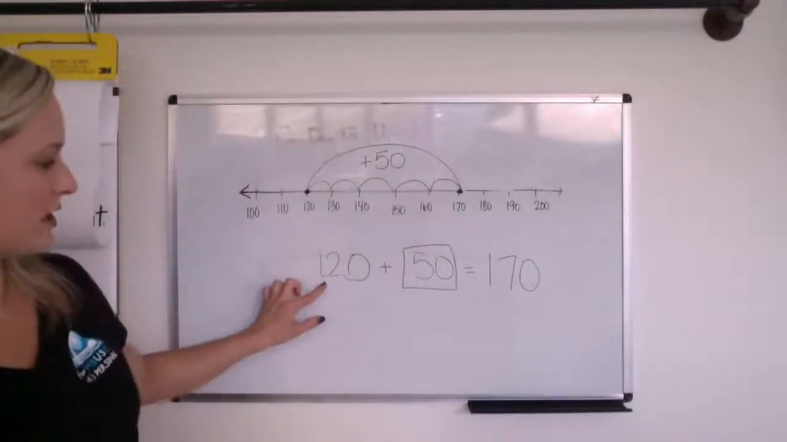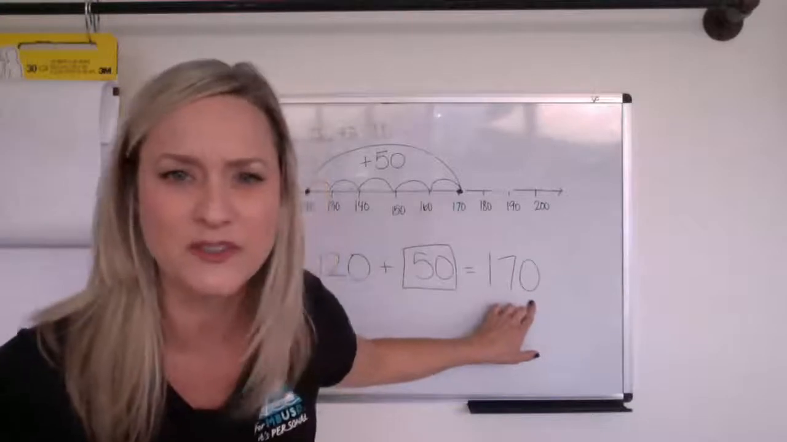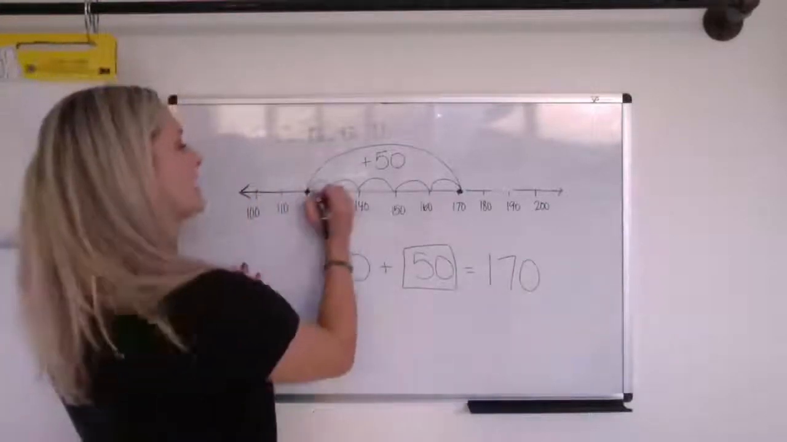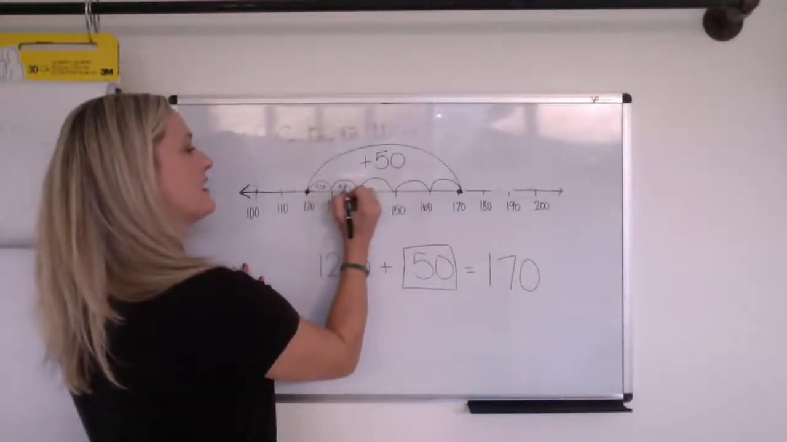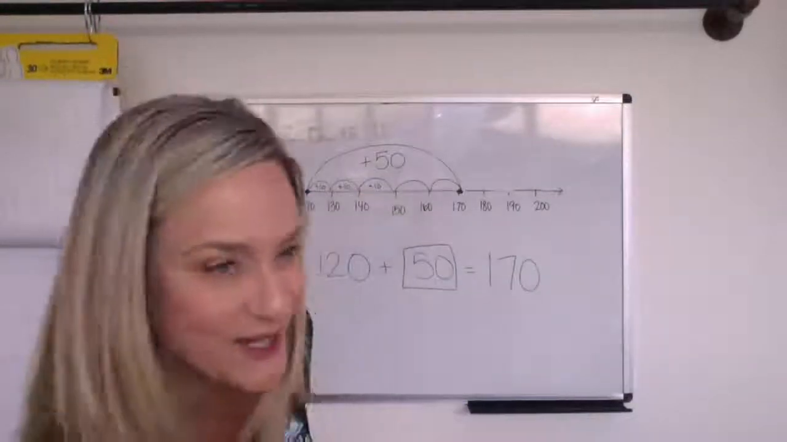So 120 plus 50 makes 170. Is that true? And remember, each of these is hops of 10, right? 10, 10, 10. Okay, I won't keep writing it. Okay, let's try another one.